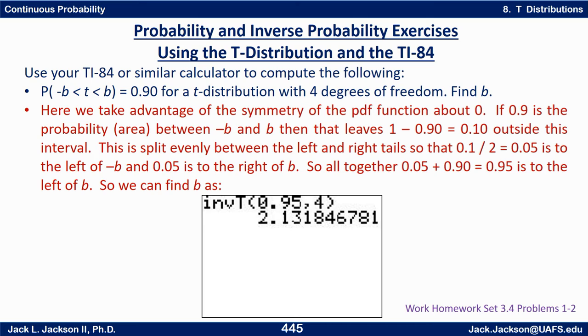But each of those two tails has the same amount, so half of that, which is 0.05, is in the left tail and the right tail. So the probability that you get something to the left of b is the 0.9 plus that left tail of 0.05, which is 0.95. So altogether, there's 0.95 to the left of b. So the probability that x is less than b is 0.95, or the area under the PDF to the left of b is 0.95. So that's what we put in for our inverse t. Inverse t of 0.95, comma 4, and you get about 2.13.